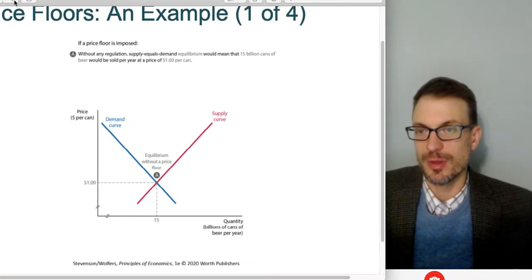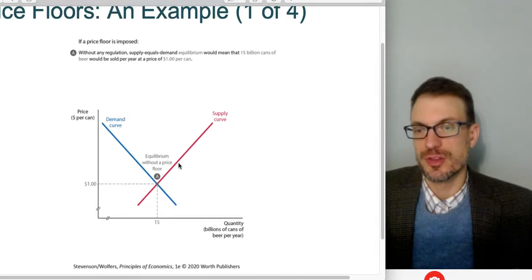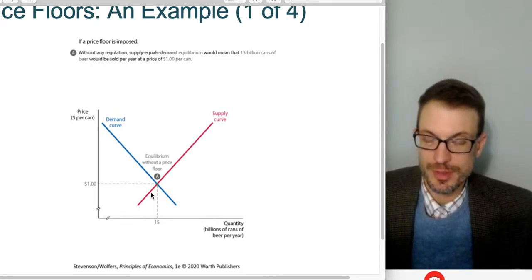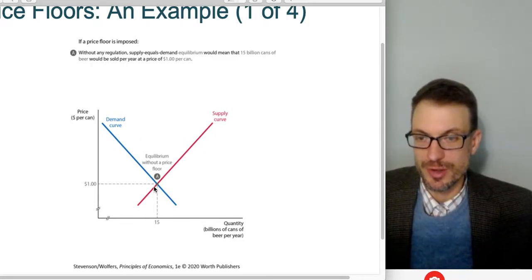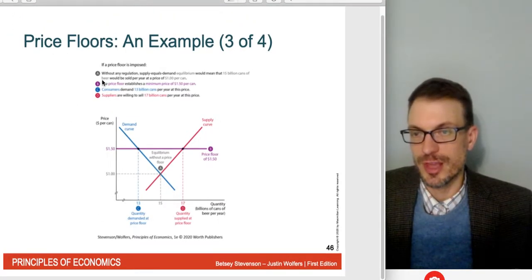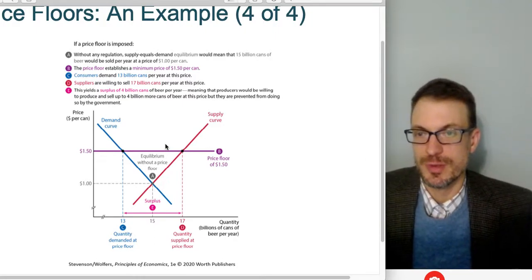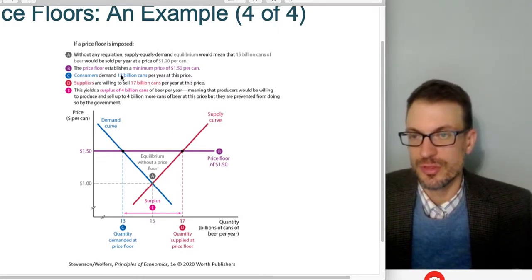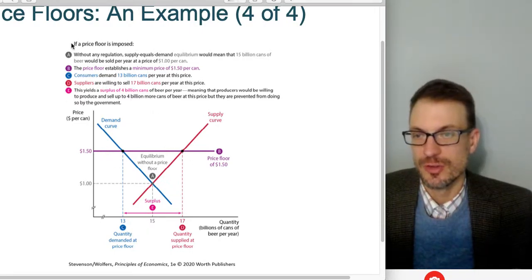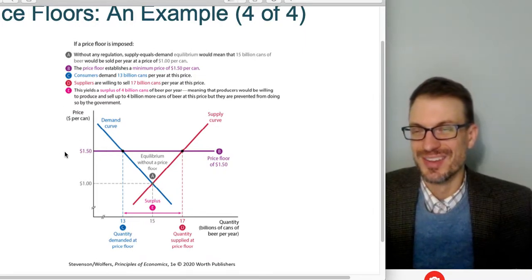So here's an example. Suppose there's a price floor in, this is like the market for beer, okay? So here's the equilibrium price without a price floor, right? And then, I don't know why they didn't just use labor, but okay, fine. It used to be labor. So the consumers demand 13 billion cans per year at this price. Sorry, I'm getting distracted by my dislike for this example.